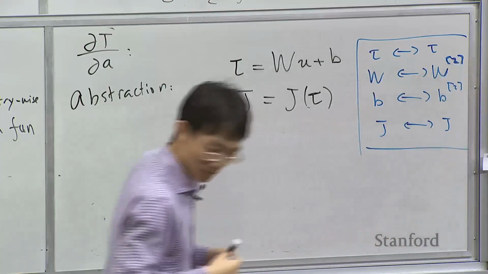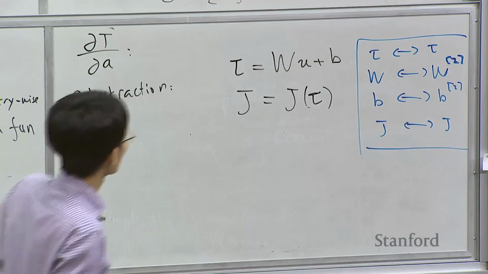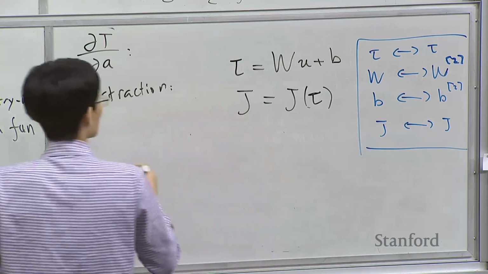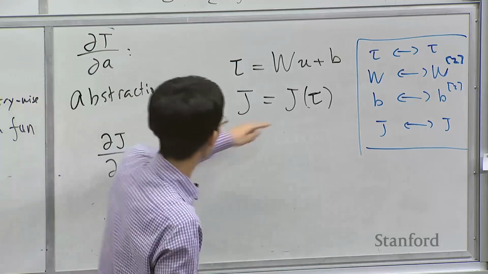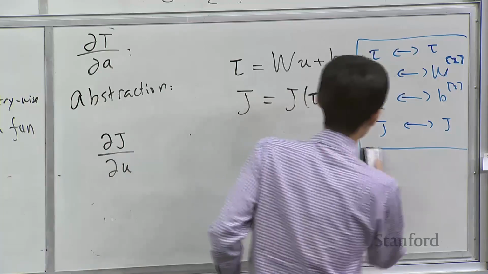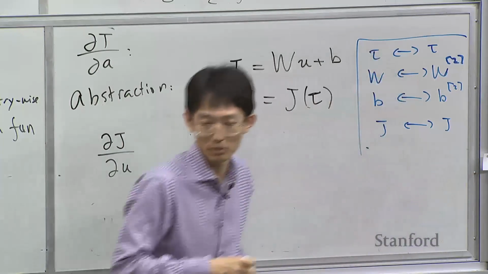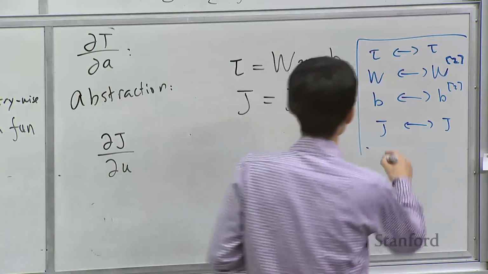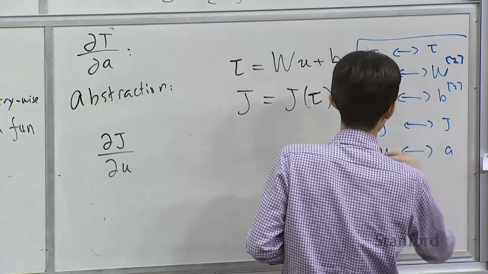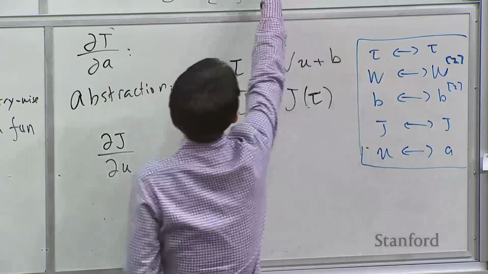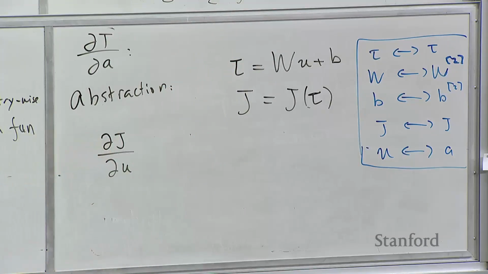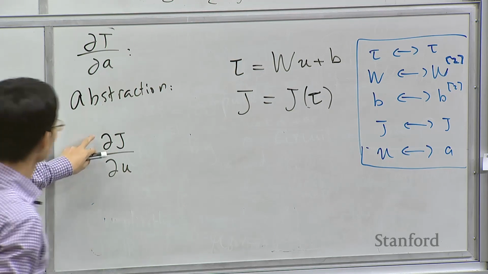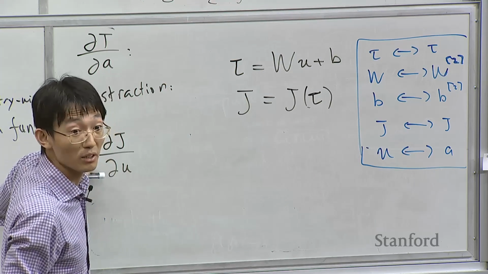If you make this mapping, then what you care about is dJ over dU here. Oh, I guess I didn't say what U corresponds to. So U corresponds to A, because A is what is multiplied with the matrix. So dJ over dU is what I care about.